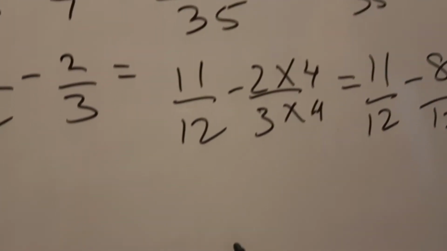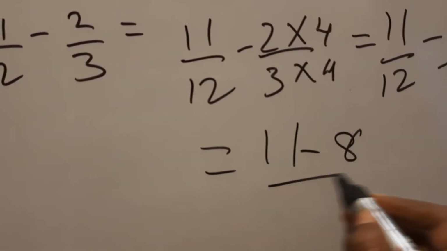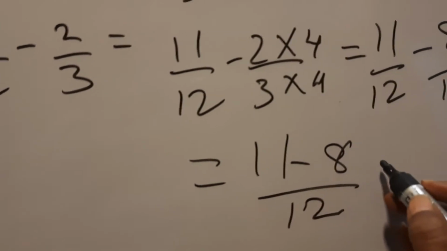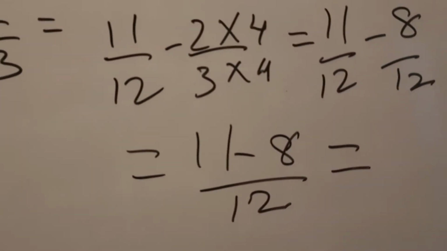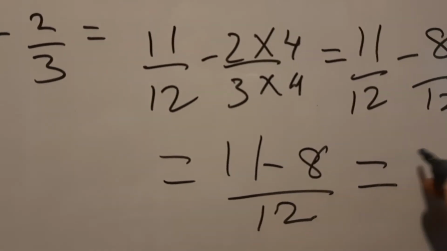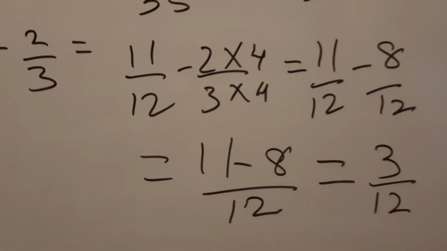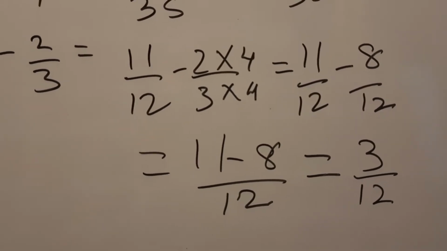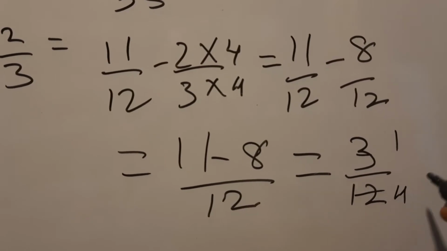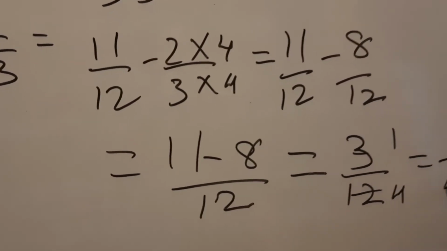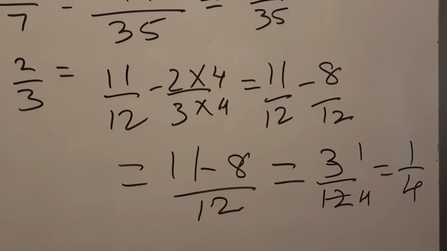Which is equal to 11 minus 8 upon 12. And that is equal to how much? 11 minus 8. That's right. 11 minus 8 will be 3 upon 12. 3 upon 12 can be reduced further, children. So 3 1s are, 3 4s are. So our final answer will be 1 upon 4. Did you all understand?